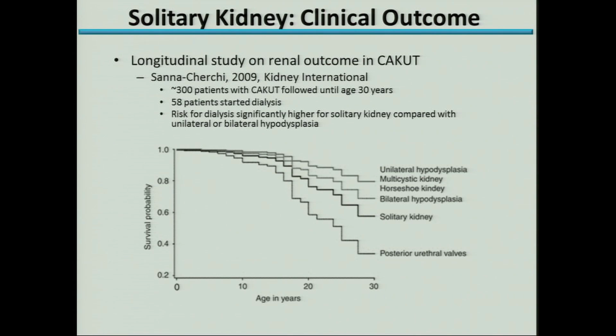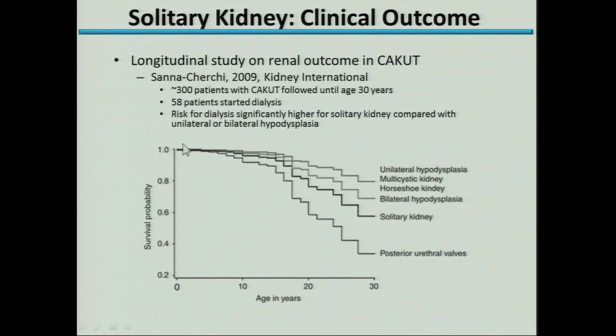So there's really been a lack of good long-term studies about the clinical outcome of solitary kidneys. The one study that was done in the lab I used to work at in New York was a longitudinal study published in 2009, which looked at about 300 patients with CAKUT until the age of 30 years. The average follow-up time was about 5 to 6 years. 58 of these patients eventually started dialysis. And the risk for dialysis was significantly higher for solitary kidney compared with unilateral or bilateral hypodysplasia.